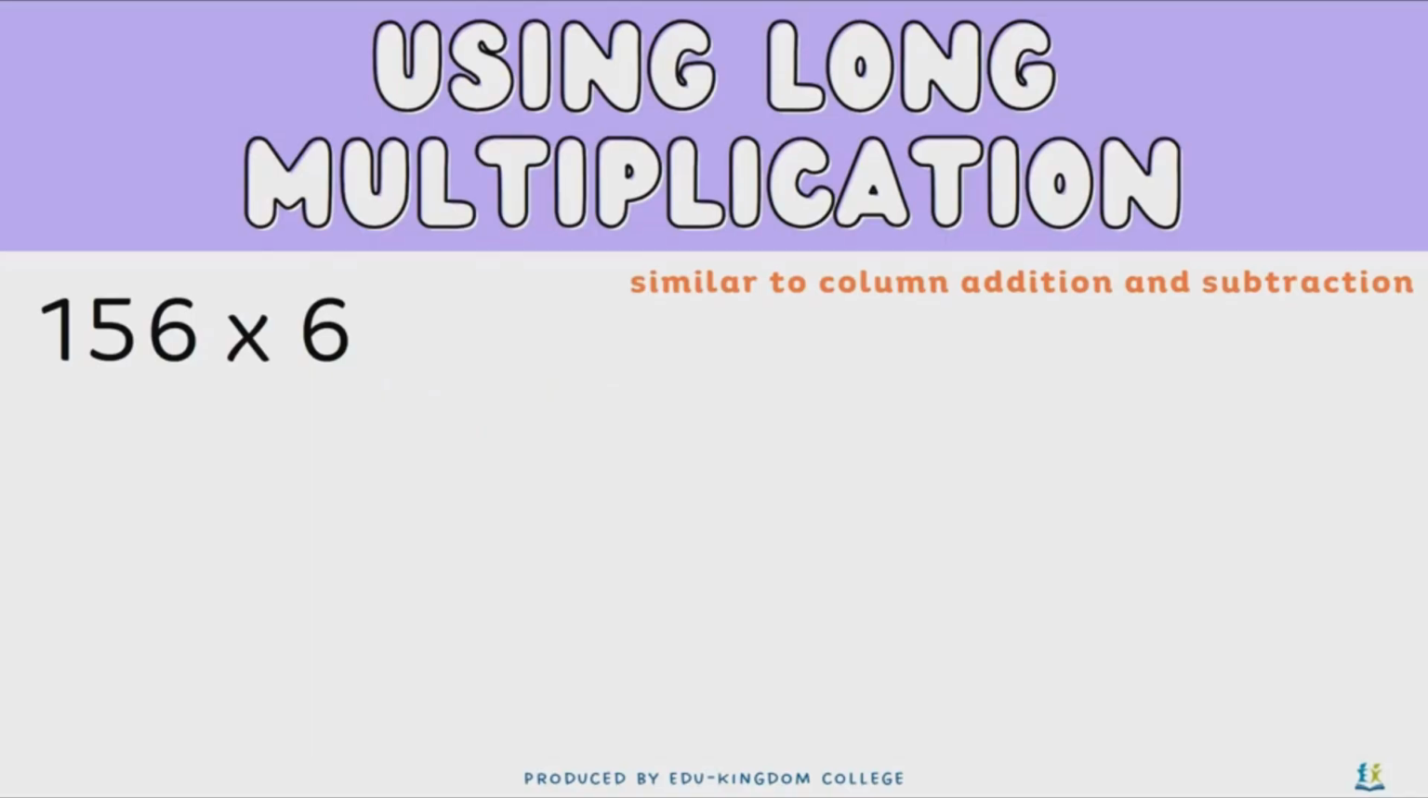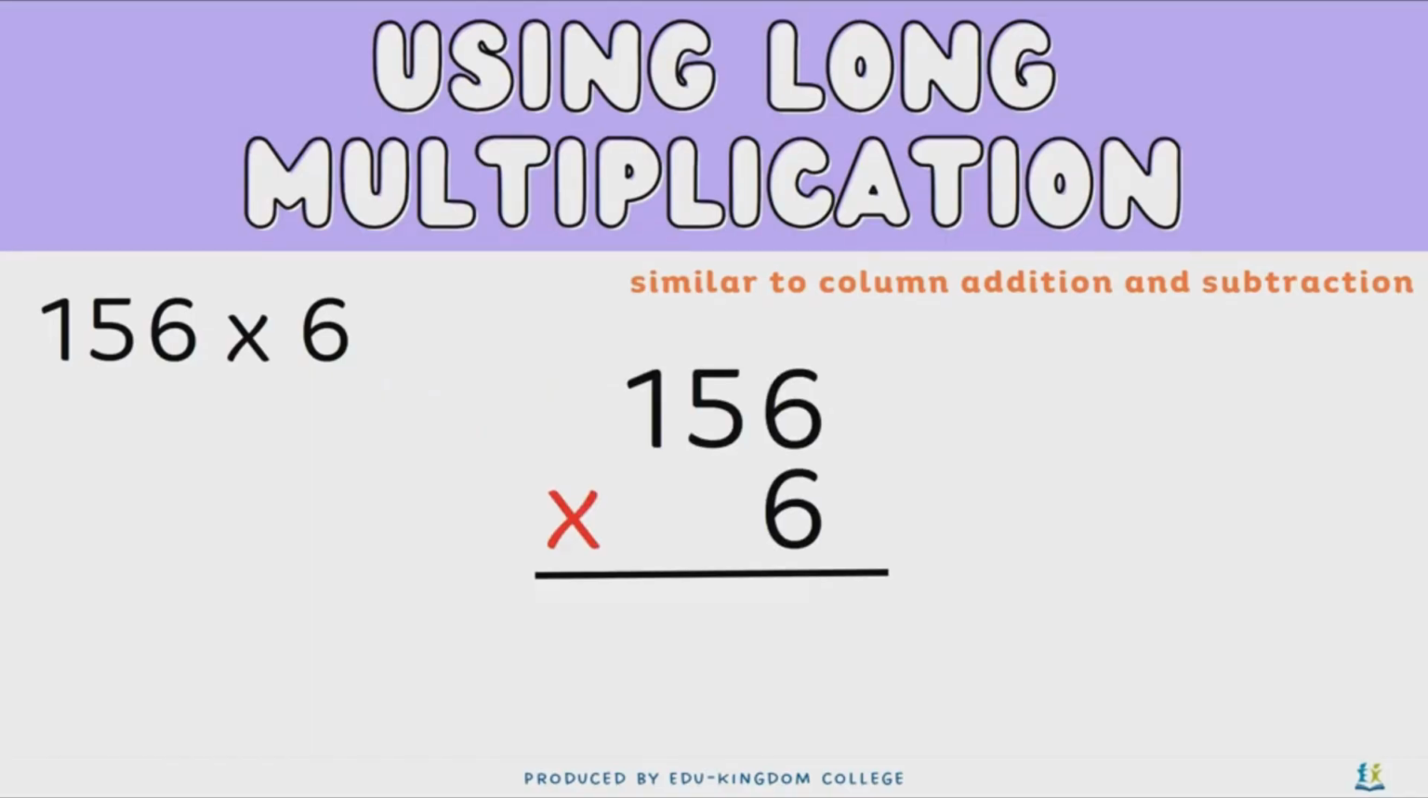It's very similar to column addition and column subtraction, where you just put the numbers in a column. Instead of an addition sign or a subtraction sign that we get used to, we're going to use a multiplication sign. We're going to work from the right to left, like usual, and look at each individual digit. We look at the digit all the way from the right, in this case 6, and times it by the 6. 6 times 6, you should know from the times table, gives you 36.